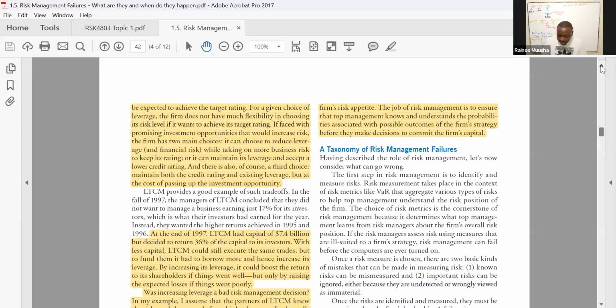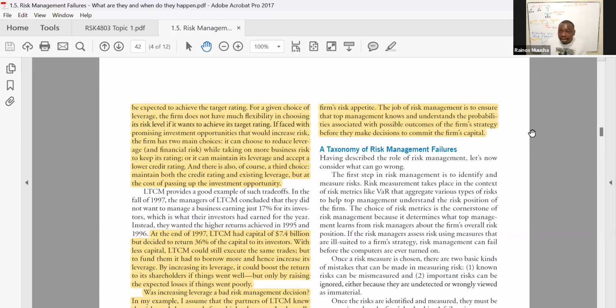the firm's risk appetite. So the job of risk management is to ensure that top management knows and understands the probabilities associated with the possible outcomes of the firm's strategy before they make decisions to commit the firm's capital. Please take note of this. I'll emphasize: the job of risk management is to ensure that top management knows and understands the probabilities associated with the possible outcomes of the firm's strategy before they make the decisions to commit the firm's capital.